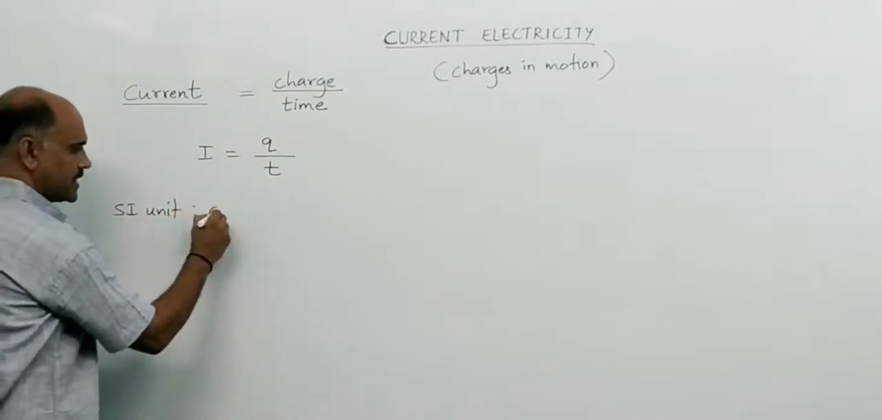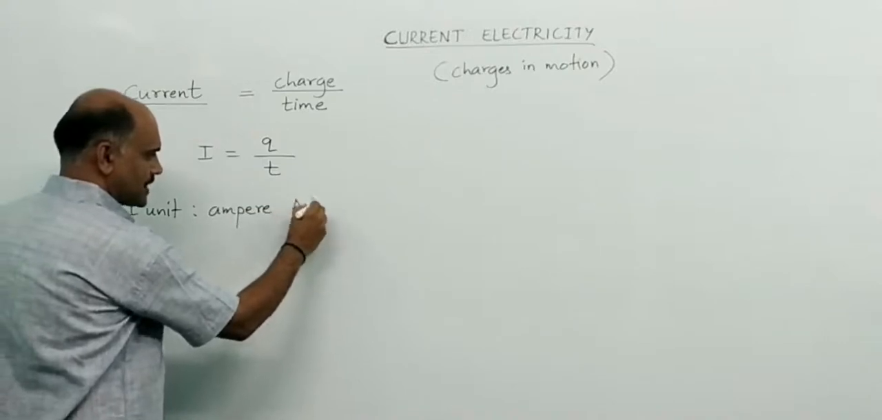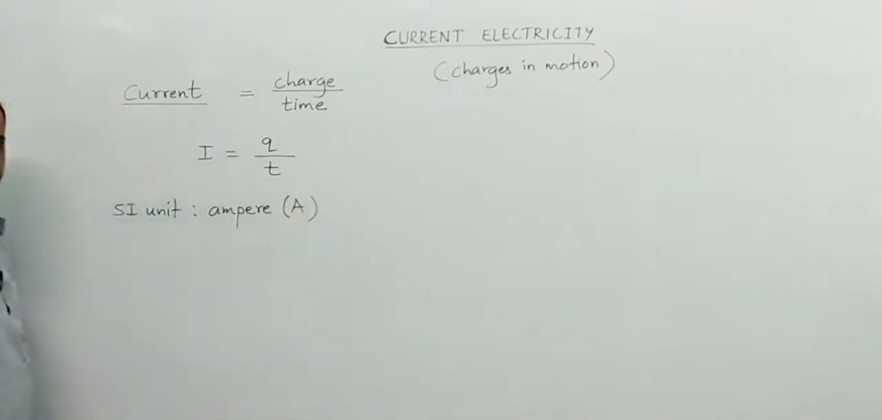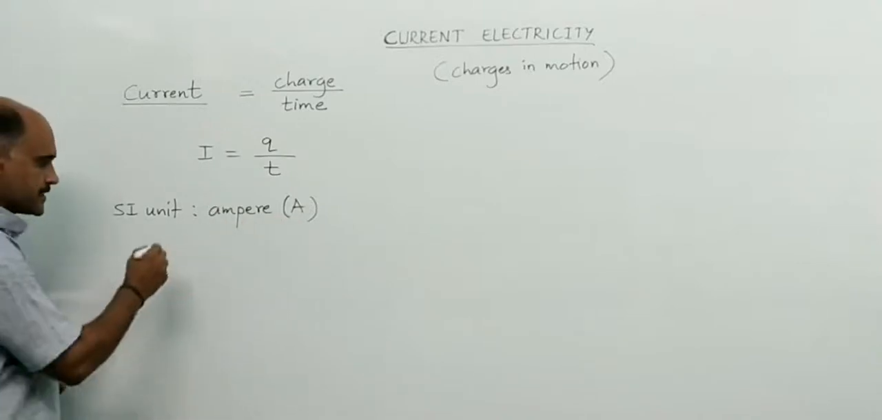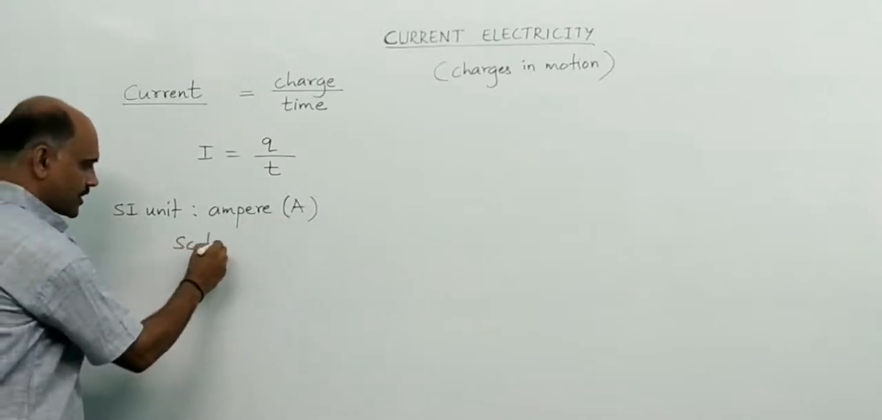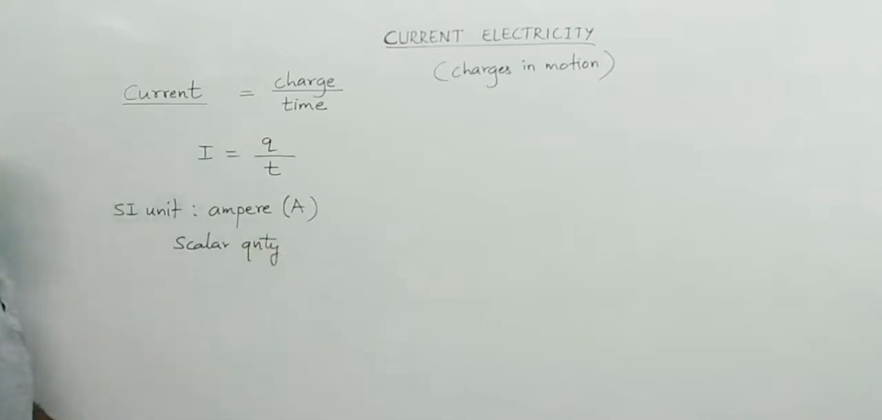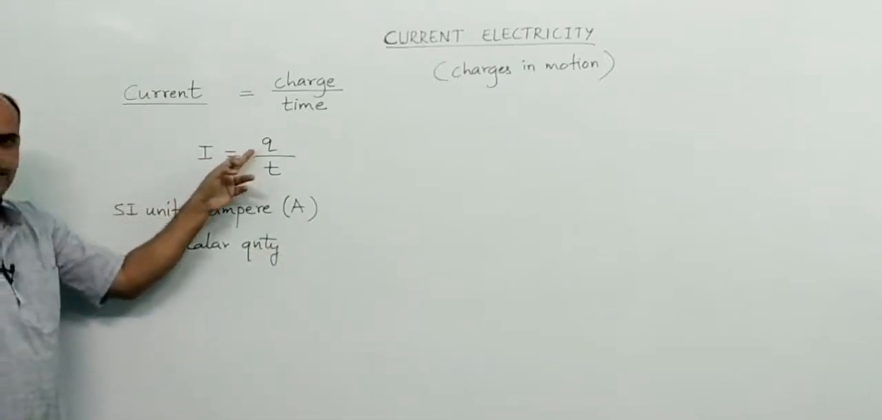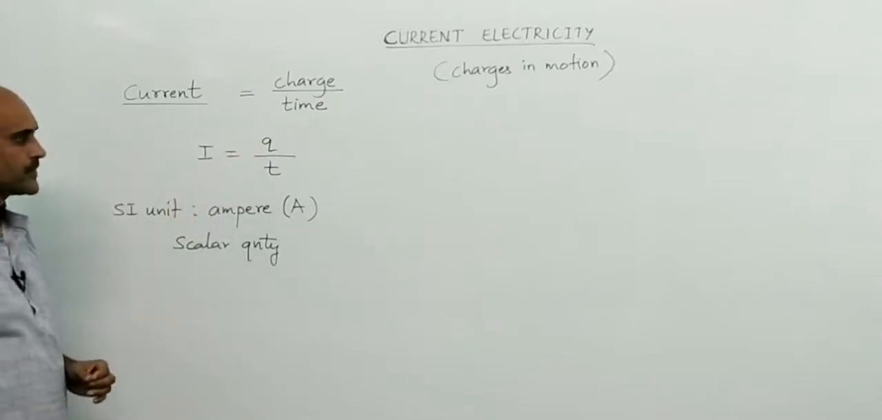Current is measured in ampere. The SI unit is ampere and it is denoted by capital A. It is a scalar quantity. So the rate of flow of charges through a conductor is called current.